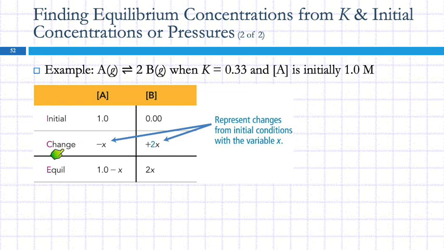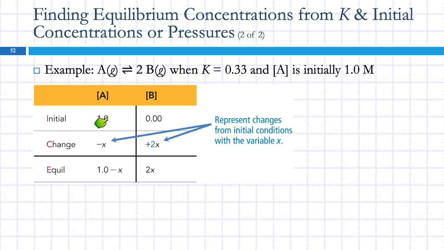The change row, the reactant is going to go down in concentration. And we're calling the change X, and we're going to multiply X by the coefficient. So this is just going to be negative X. And the concentration of B is going to increase by 2X, because for every A that disappears, we're going to form 2 B's, right?